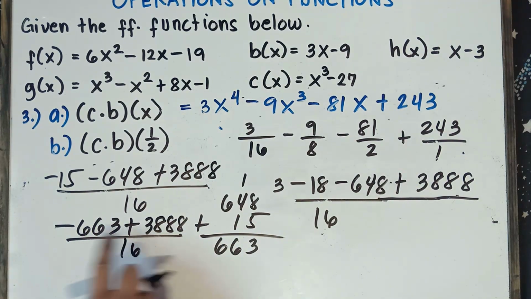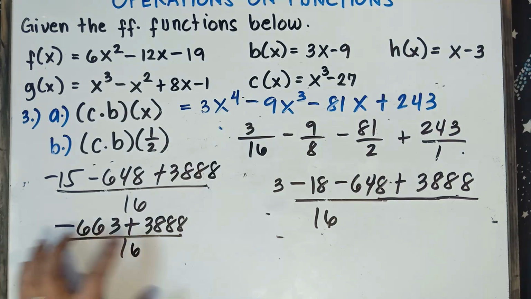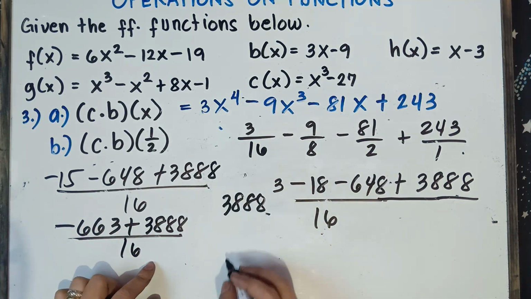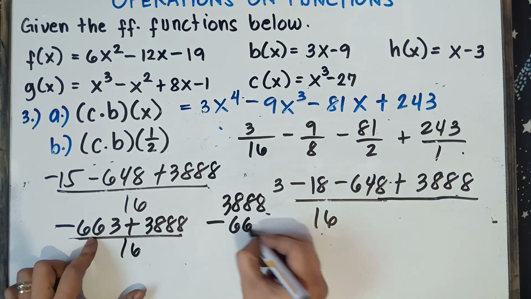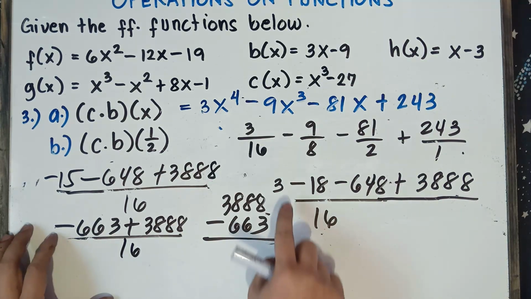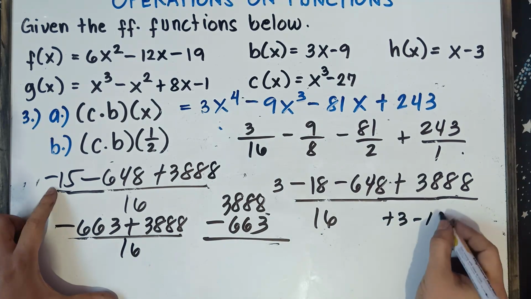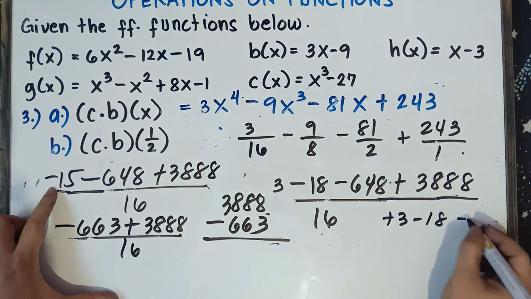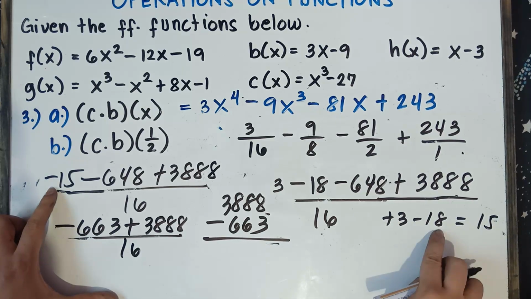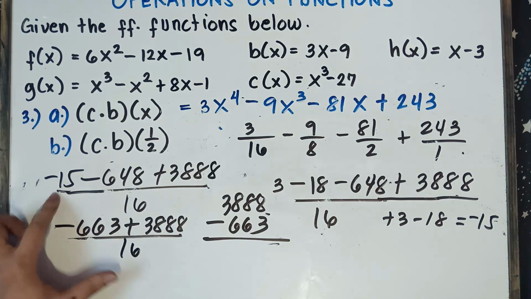Alright, and then simply add this one, class. Once again, unlike sign, subtract. 3888 minus 663. I hope you're not confused, class. 3 minus 18, that would be negative 15, right? Positive 3 minus 18. 18 is greater than 3, so we copy the sign of 18. 18 minus 3 is 15. That's why we have negative 15.